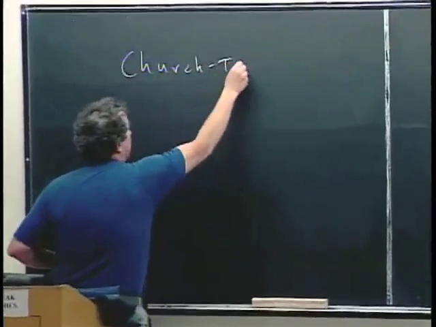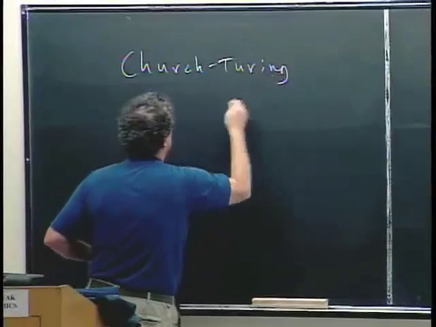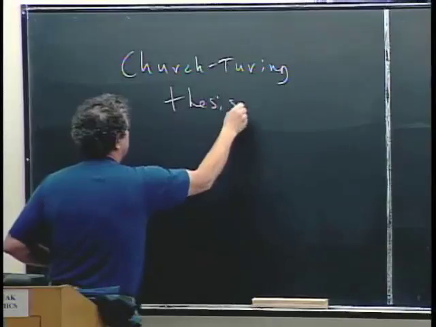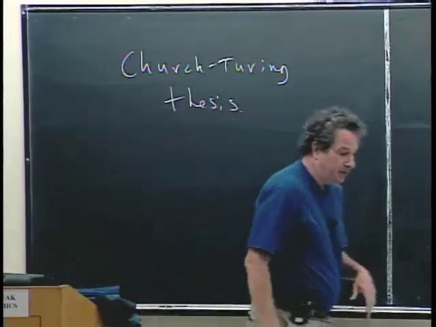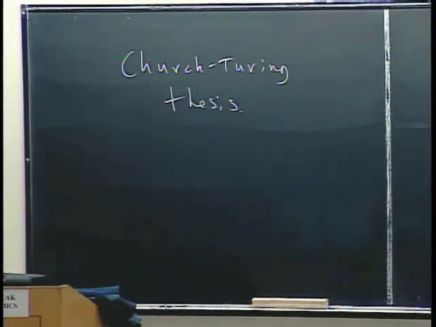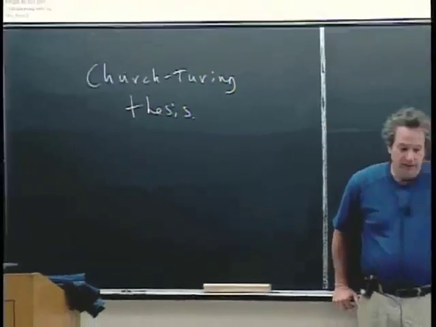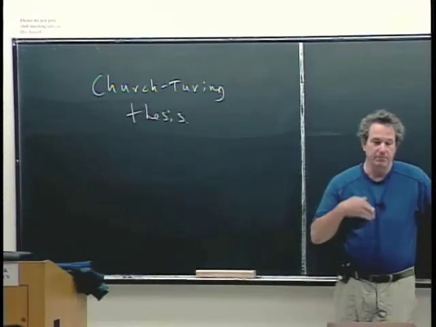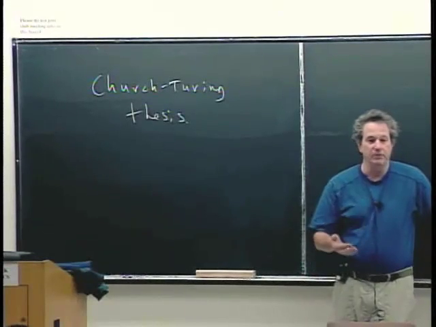Okay, so the Church-Turing hypothesis or thesis or theory or whatever. So Church was a logician in the 1930s, Turing the 1940s roughly, and they were trying to formalize what it meant to be able to compute something, what an algorithm means.